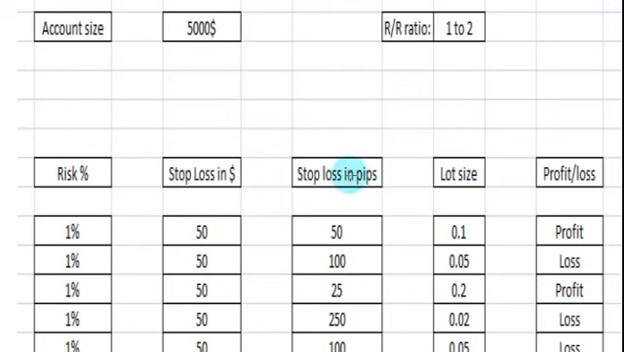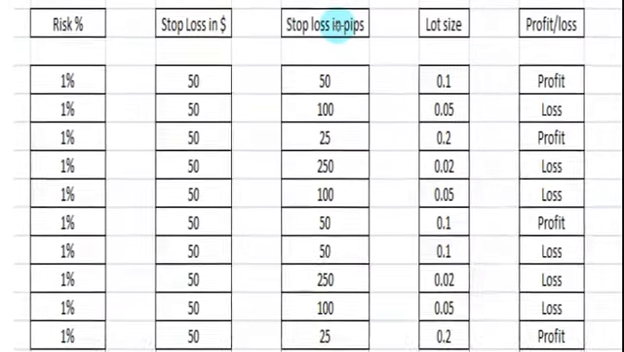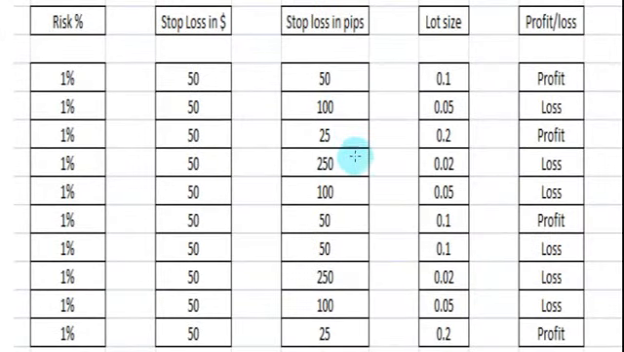My stop loss in pips will be different per trade. Sometimes it's 50, 100, 25, etc. The only thing that will change, of course, is the lot size. Sometimes it will be 0.1, 0.05. The bigger the stop loss in pips is, the lower the lot size is. And the smaller the stop loss in pips is, the bigger the lot size is. That's the secret to making it steadily profitable.